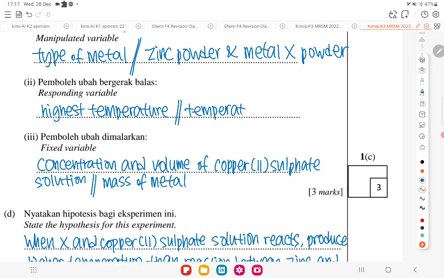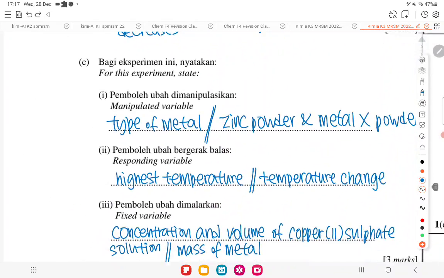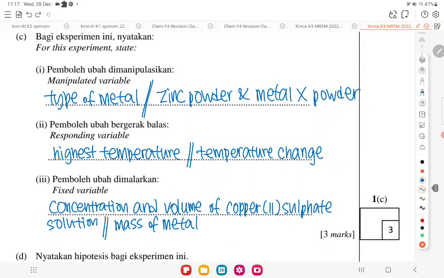So that's it, very simple. The result of this experiment is responding variable. When you use the zinc powder, what is the highest temperature I get? What is the temperature change I get? Same thing, when you use metal X, what is the highest temperature? What is the temperature change we are getting? So you can see this one got changes. When you use the zinc or metal X, the temperature is different. So these are the result that we wanted. So those are responding variables. If you don't want to write the highest temperature or temperature change, you also can write this.